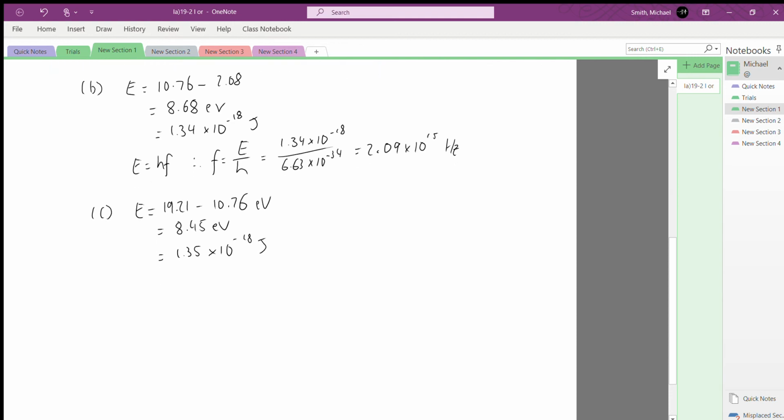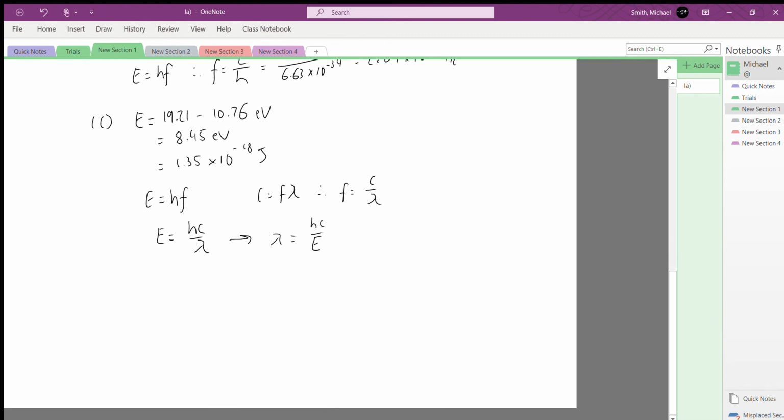Now we have to work out the wavelength. So we start off with our expression for the energy of the photon, E equals HF. Since we know that C equals F lambda, we can substitute in for the frequency C on lambda. Therefore, E equals HC on lambda. Rearranging gives lambda equals HC on E. And now we just substitute the values that we've got.